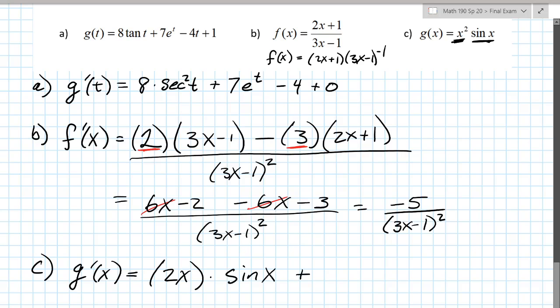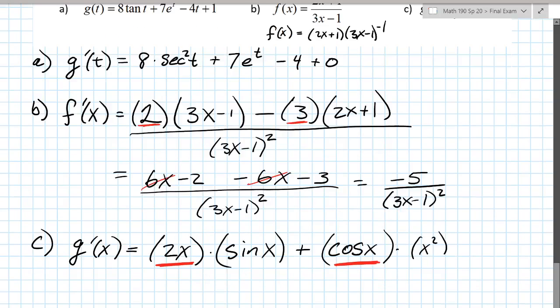plus the derivative of the second times the first. Now we don't need all these parentheses here, but I'm just doing this to remind us, hey, this is the derivative of the first. Derivative of x squared is 2x. The second function is sine. The derivative of the sine function is the cosine function. And there you have it.